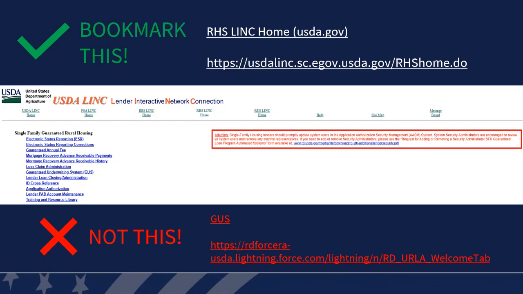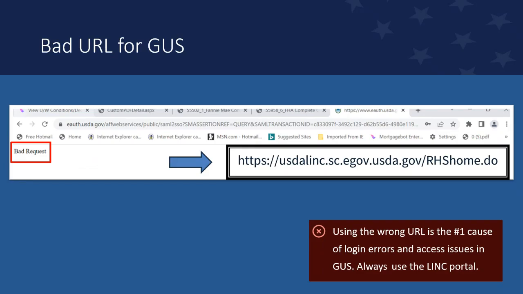Okay, now that you have access to GUS and roles assigned, how are you entering GUS? If you have saved a direct link to the GUS website, you're going to want to change that. Please bookmark the Lender Interactive Network Connection website. This will ensure you always connect directly to the most recent version of GUS. Once at the Lender Interactive Network Connection website, you will select the Guaranteed Underwriting System option. Using a direct link to GUS could land you an error that reads bad request. If you receive this, go to the Lender Interactive Network Connection website and enter GUS from there. If it's still not resolved, your next step would be to remove all cookies and all items in your cache, in your history. And then you should be able to go to the Lender Interactive Network Connection website and enter GUS from there at that point.